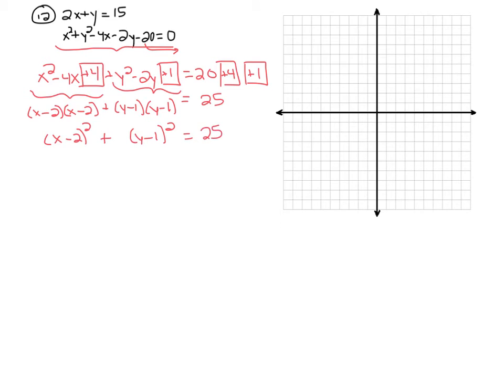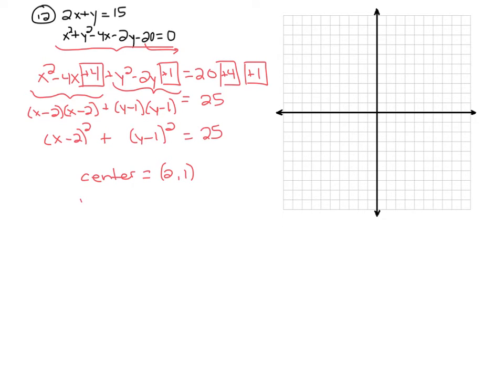So based on this, we know that the center of our circle is going to have the coordinates 2, 1. Keep in mind, if this is x minus 2 and this is y minus 1, it's x minus the x coordinate. So the x coordinate would be 2. And it's y minus the y coordinate. So the y coordinate would be 1. Basically, it's just the opposite signs. If this is minus 2, the center is positive 2. If this is minus 1, the center is positive 1.